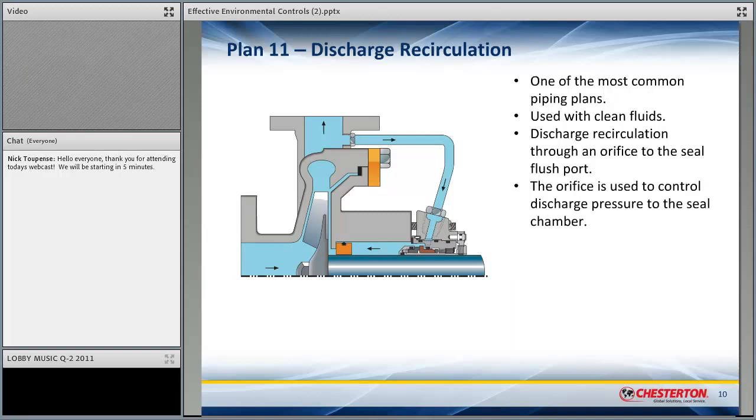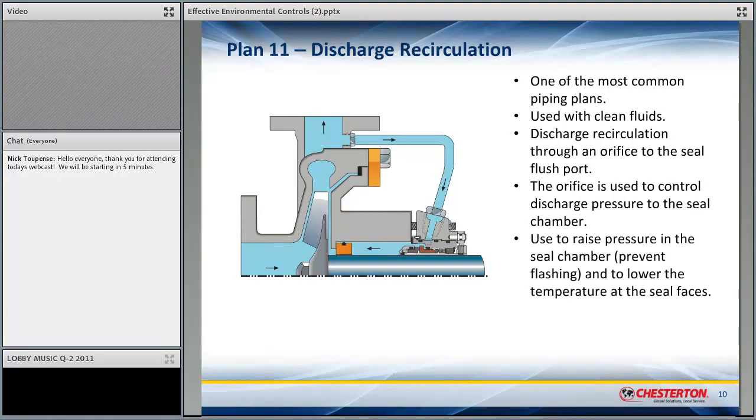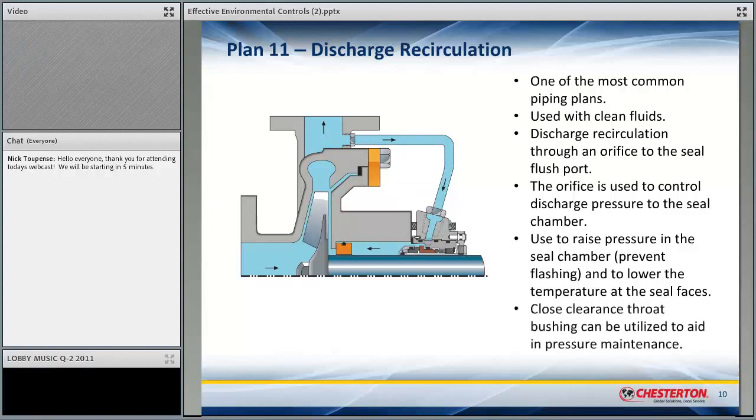We use an orifice to control the discharge pressure to the seal, but it's used to raise pressure in the seal chamber and to prevent flashing in and around those seal faces. And we want to lower the temperature at the seal faces. Many times we use it in conjunction with a close clearance bushing here at the bottom of the stuffing box to generate a back pressure within that seal chamber.